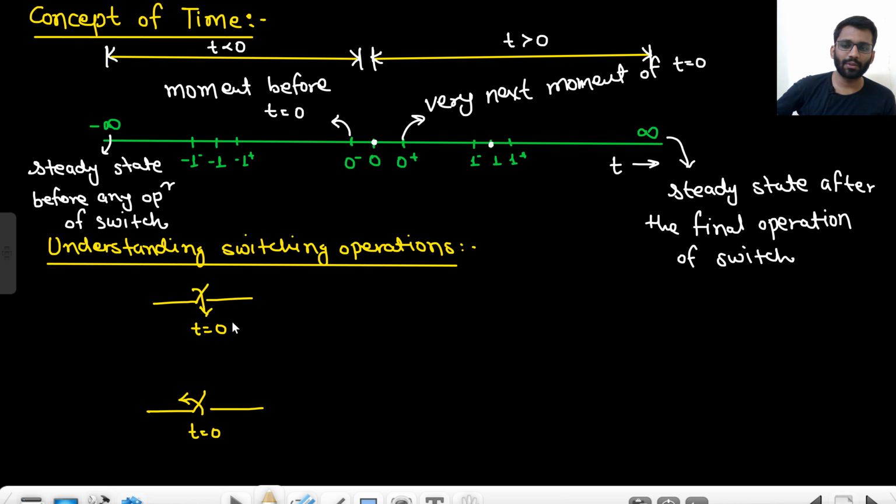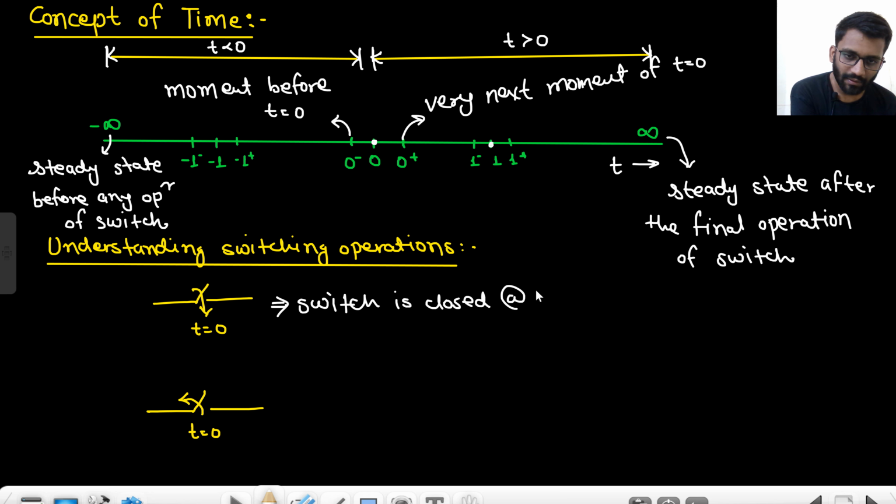But we just need to know how the switching sign looks. You need to understand the switching operation. If the sign is made something like this, in most of the questions they write what it means, but if it is not written, you have to understand it on your own. So what does that mean? That means your switch is closed at t equals 0, or the switch was open before t equals 0, right?